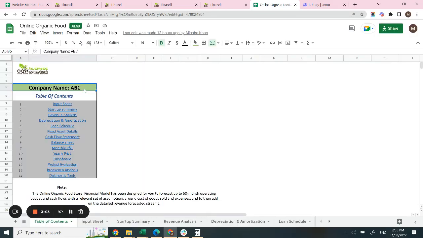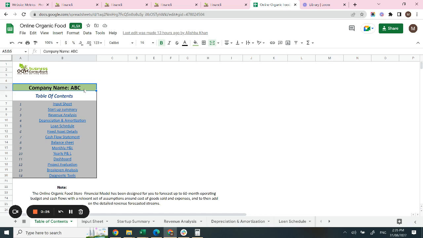Hello. Today we are going to present you another financial model, which is online organic food. This financial model is for those businesses who provide their products and services in online organic food and its industry to their customers. This financial model helps you work more efficiently in your financial transactions and your management.